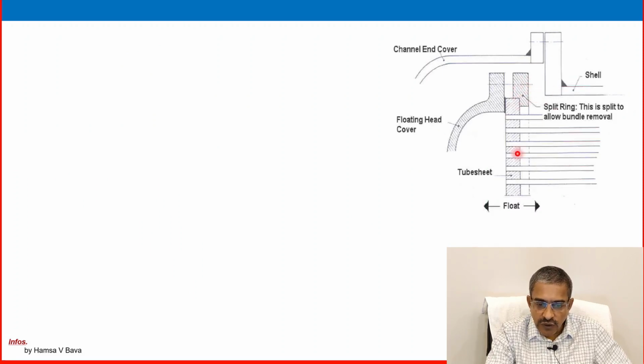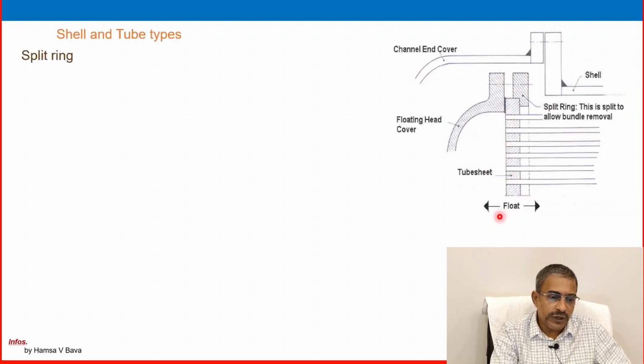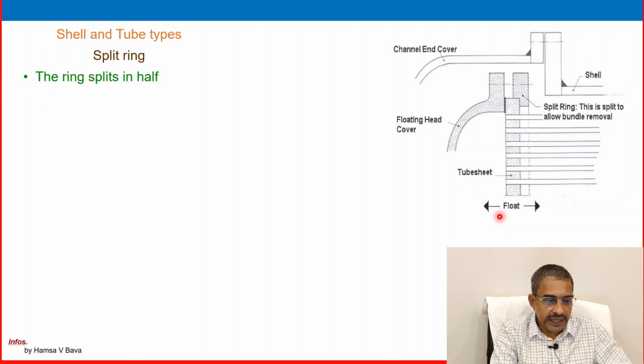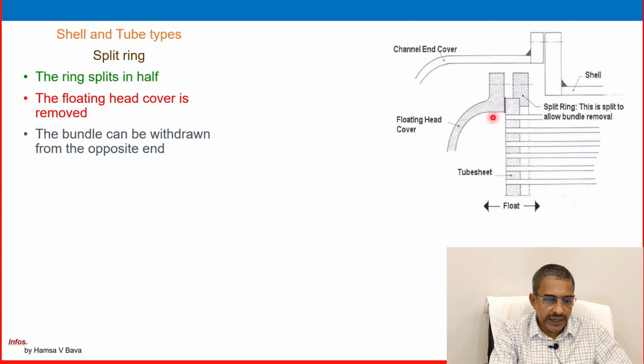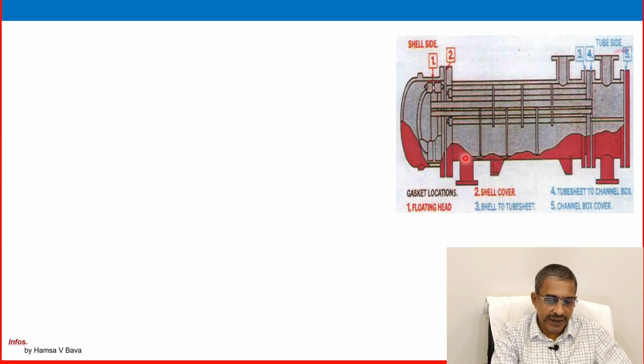Another one is giving a float system here. Thermal expansion is possible. So mainly two types of this, split ring and split ring, the split ring in half, and the float head cover is removed. Float head cover is removed. Then the bundle can be withdrawn from the opposite side. So the two bundles can be removed easily for maintenance.